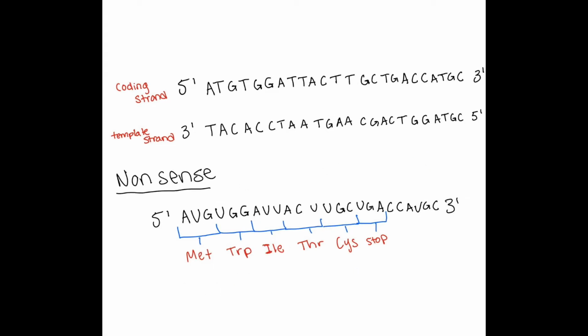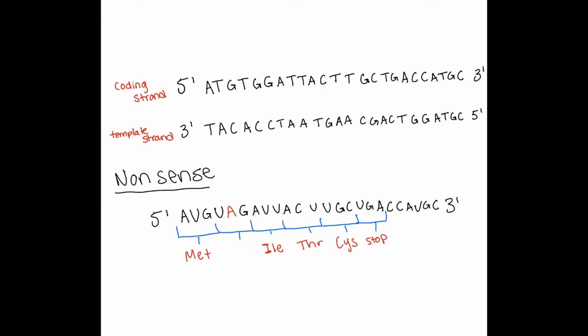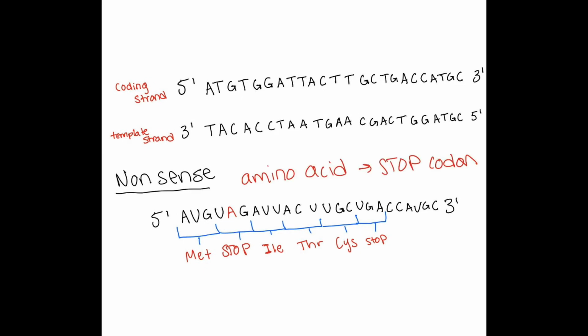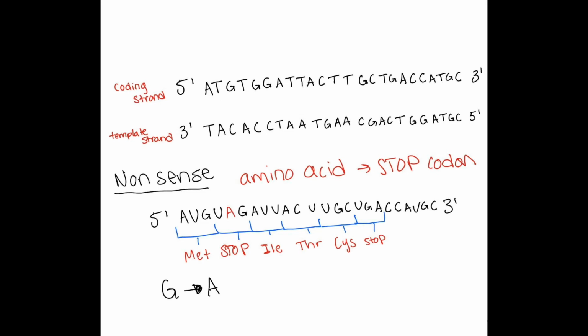The next point mutation is a nonsense mutation. Here we substitute an adenine for a guanine. This will result in a stop codon. Nonsense point mutations go from amino acids to stop codons. This will stop translation from completing the amino acid chain. The substitution from guanine into an adenine is a transition substitution, substituting a purine for a purine.